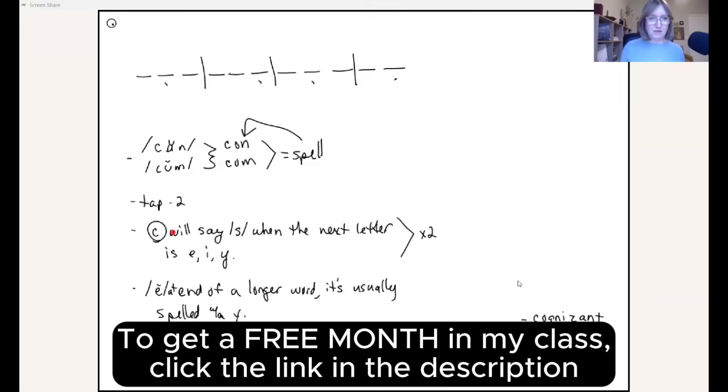Also, you're going to hear that S sound with an E, I, or Y after it. And then the E sound at the end. I know you can do it. Complacency. Put it in the Q&A when you're ready.